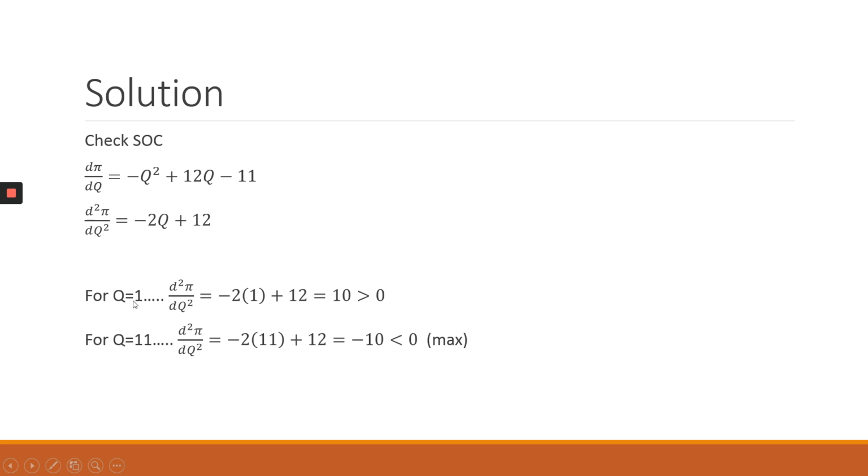So if you substitute for Q equals 1, then the second derivative is equal to 10. 10 is greater than 0, so it's a minimum. And if you evaluate for Q equals 11, the second derivative is equal to minus 10, and this is less than zero. So we can conclude that profits will be maximized when Q is equal to 11.